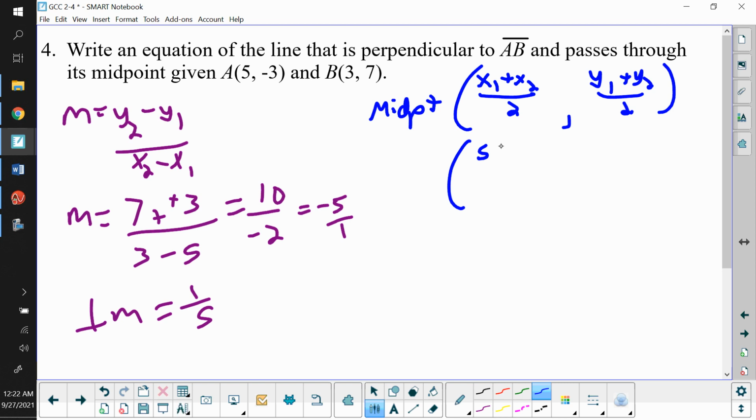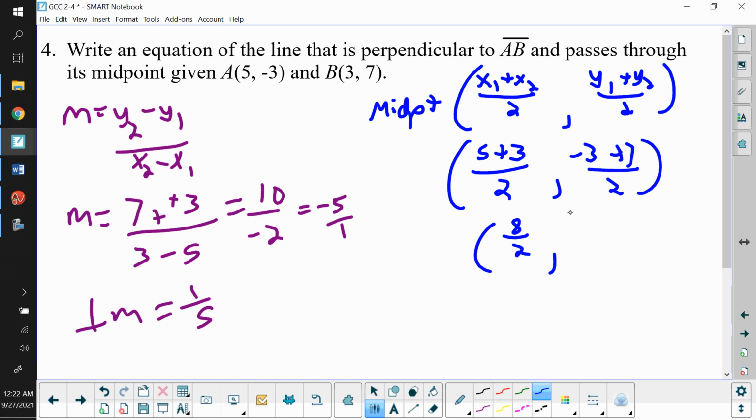And that'll give you your midpoint. So for us, we're going to have 5 plus 3 when we add our x's and put it over 2, comma, negative 3 plus 7 and put it over 2. 5 plus 3 gives us 8 over 2. Negative 3 plus 7 gives us 4 over 2. And so we'll end up getting 4, 2 for our midpoint.